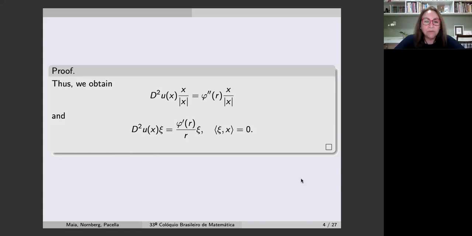And if you multiply the Hessian matrix D^2u at x by a vector c which is orthogonal to x, we get, after some calculations, that phi'(r)/r times c is the Hessian matrix D^2u at x times c. Therefore, phi'(r)/r is also an eigenvalue associated to the eigenvector c, with multiplicity n minus 1 of this type. So that's how we prove that we have this spectrum for the Hessian matrix of u radial.